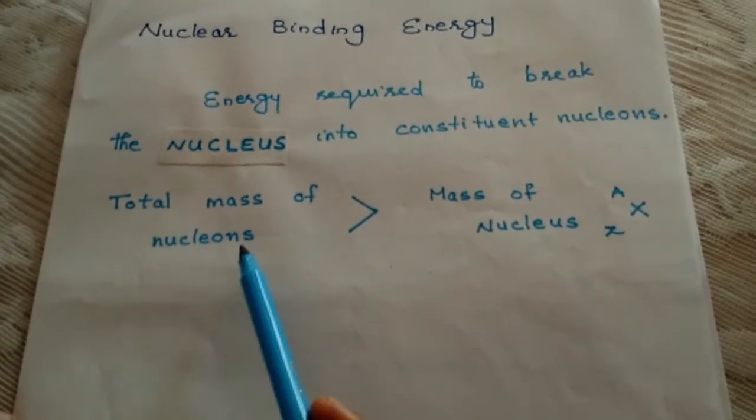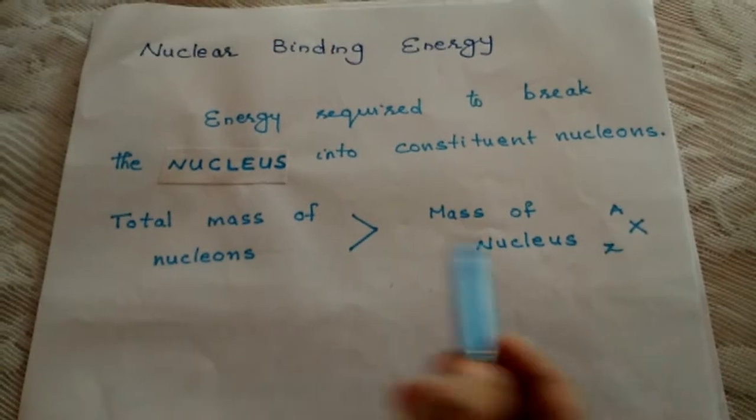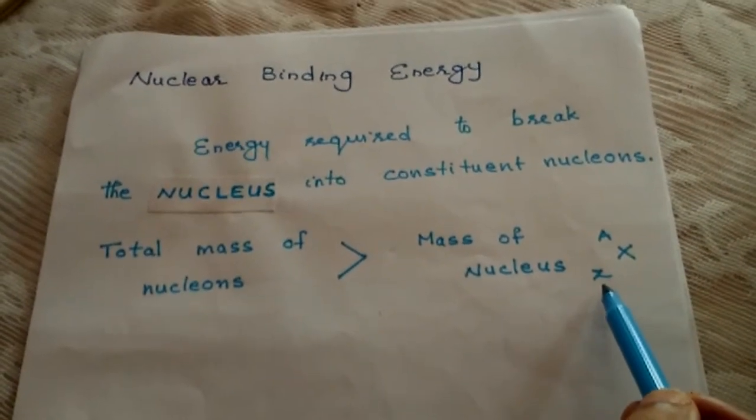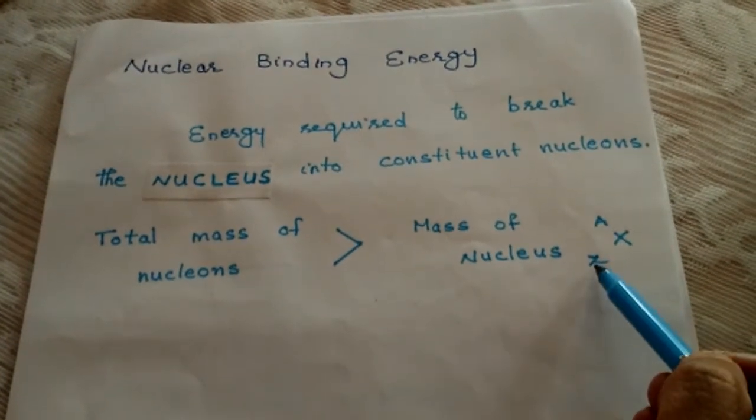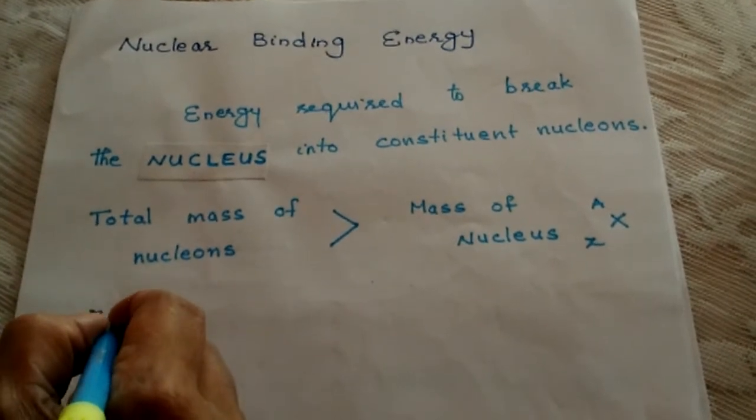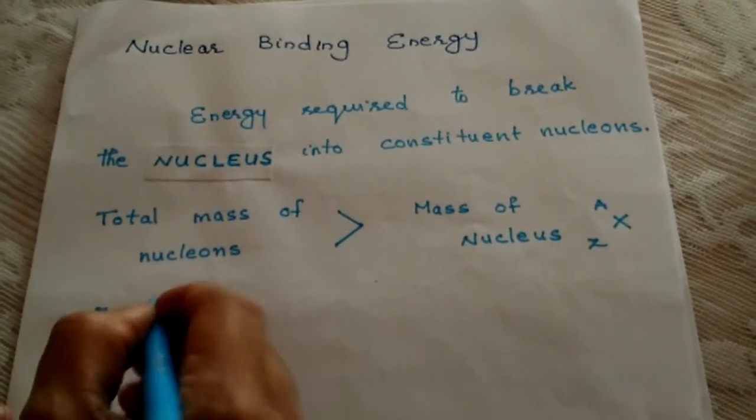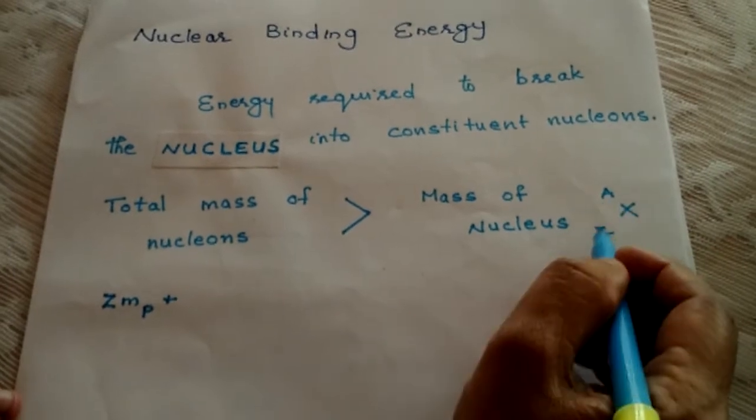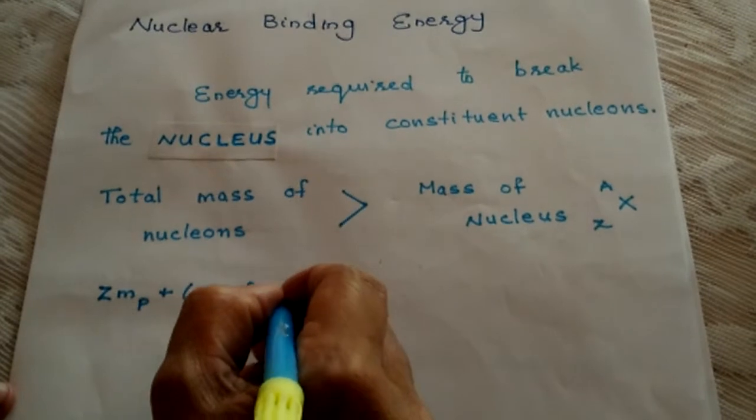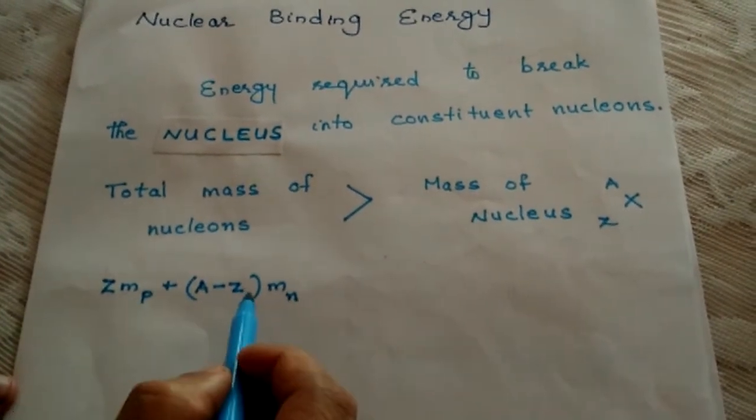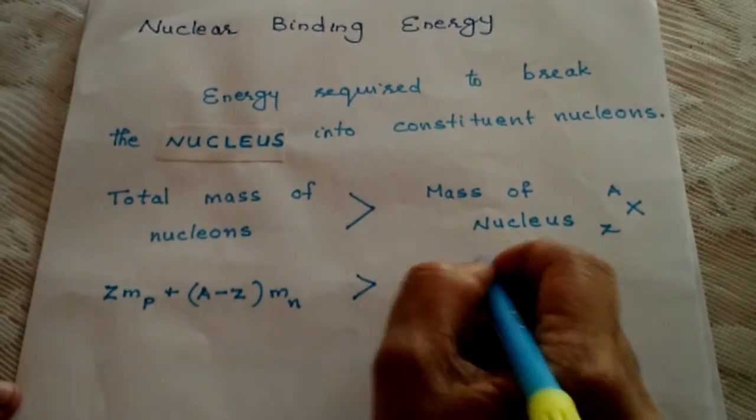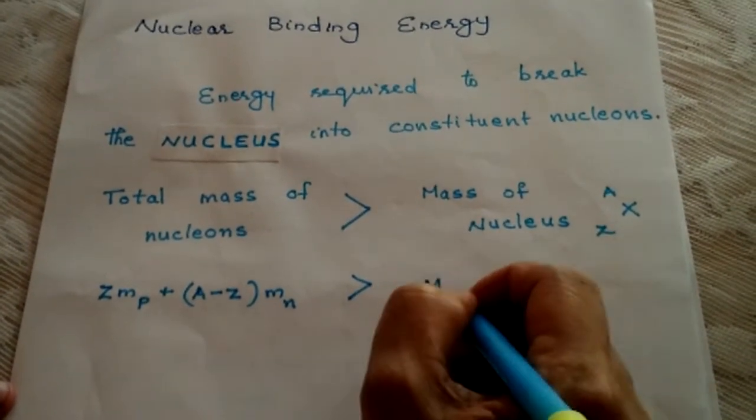Let us find the total mass of the nucleons. In a nucleus ZXA, there are Z number of protons and A minus Z number of neutrons. So mass of the protons Z mp plus mass of the neutrons (A minus Z) mn. This is the total mass of nucleons. It is greater than the mass of the nucleus. Let it be capital M.